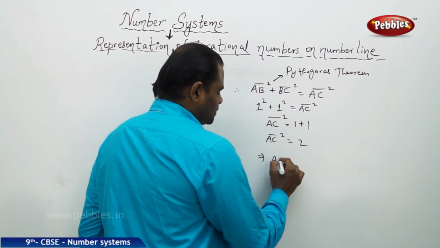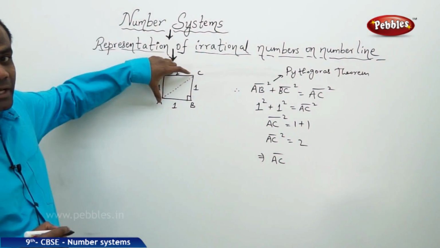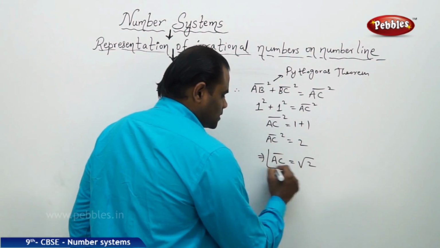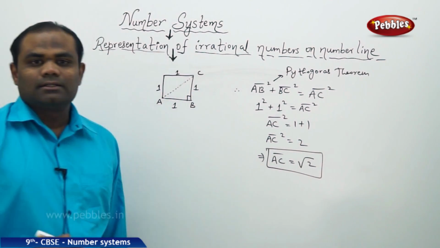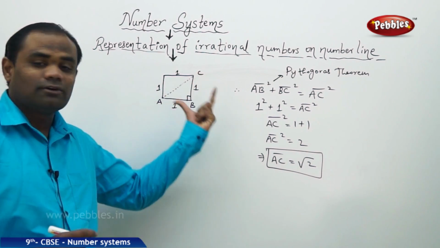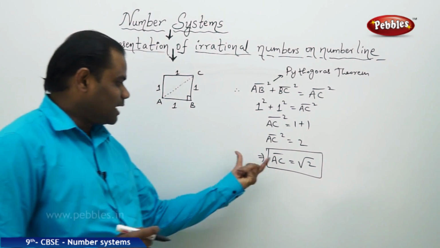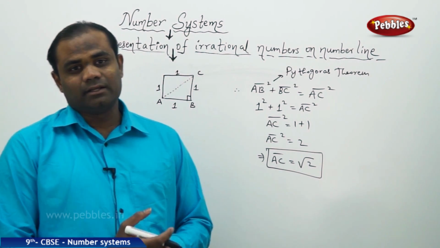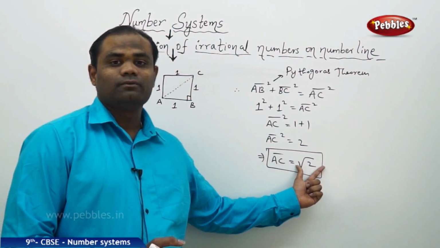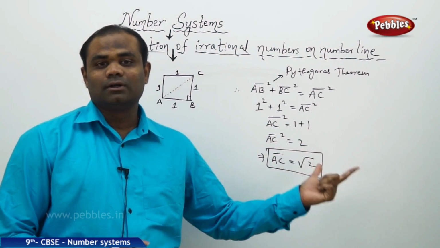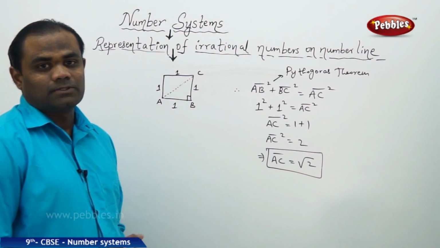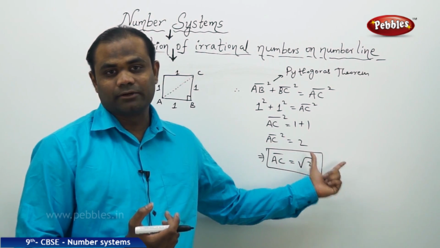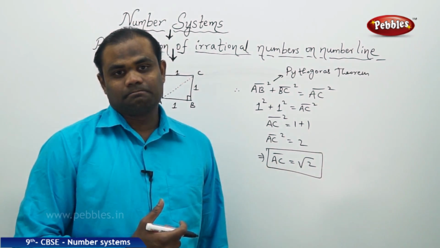That implies my length AC, which is the diagonal of the square, equals root of 2. This is how I get root 2 out of 1 unit of the square. So this dimension of the diagonal being root 2 is what we utilize in the representation of root 2, which is an irrational number, on the number line. So let's see how we can take this further into geometrically constructing root 2 on the number line.